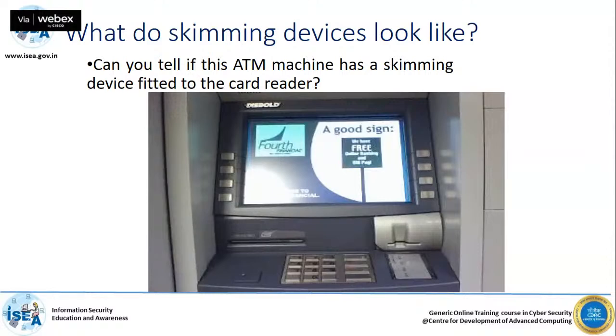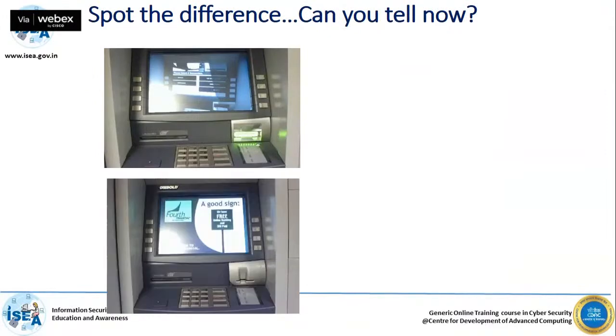Okay. Very good. You can see the difference now. In the above machine, skimmer is not there. In the below machine, skimmer is there. In the below machine, skimmer is attached. What is the skimmer? It will read your data. It will read your credit card, debit card data.